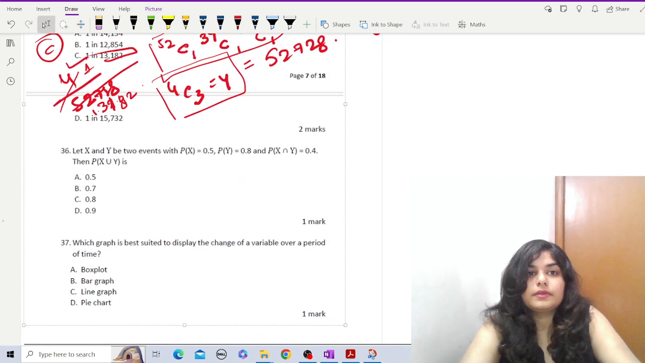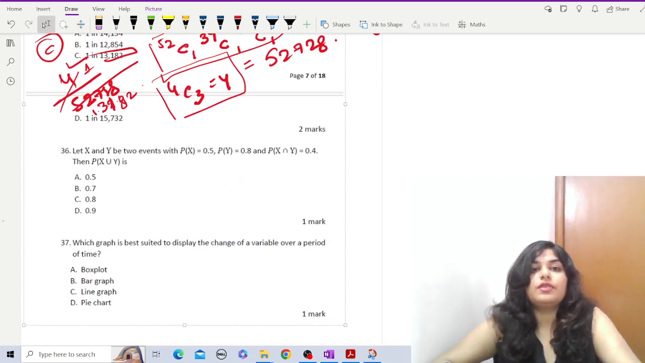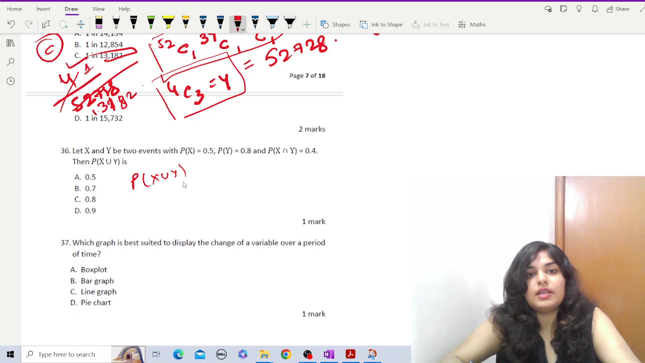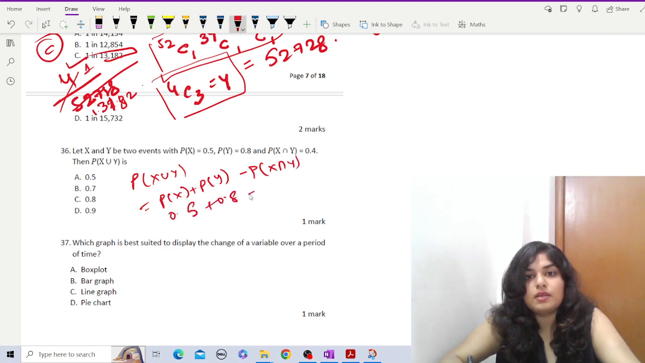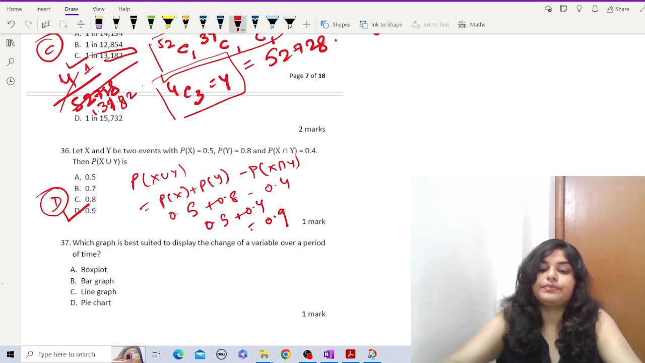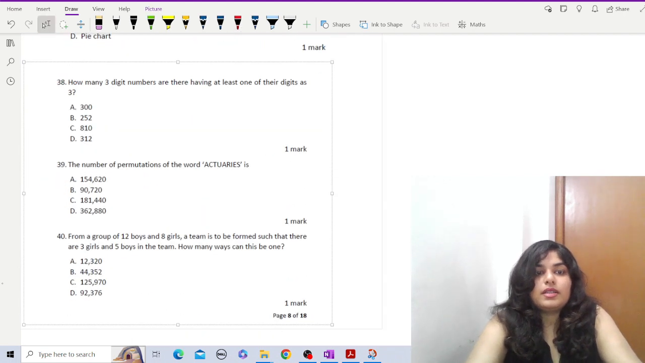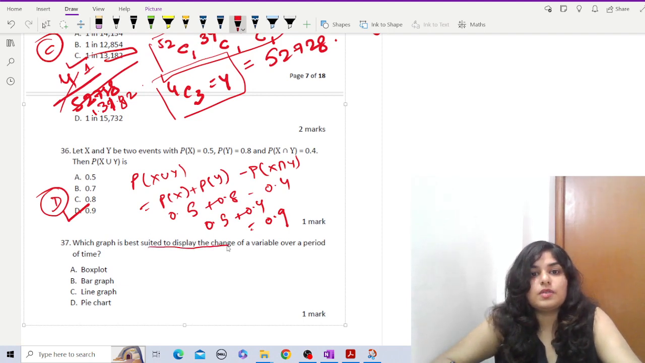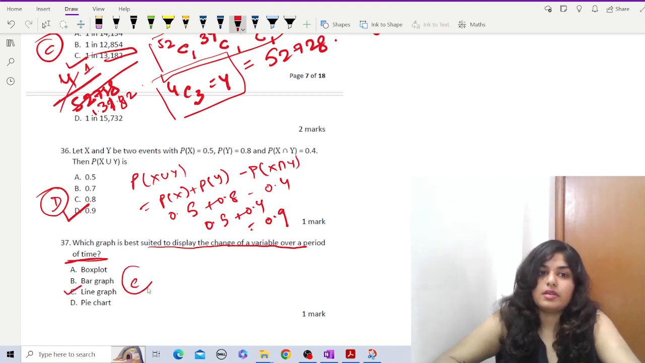Next question. Let x and y be two events, this and this and this, okay, this is very easy. So probability of x union y is equal to probability of x plus probability of y minus probability of x intersection y. So that is 0.5 plus 0.8 minus 0.4, which is 0.9. So that is option B. Next question, 37. Which graph is best suited to display the change of a variable over a period of time? It's line graph. Time series, always line graph.